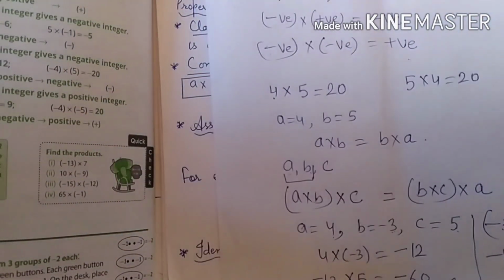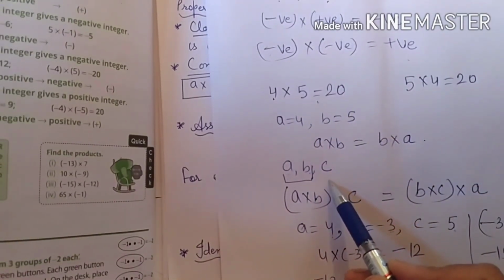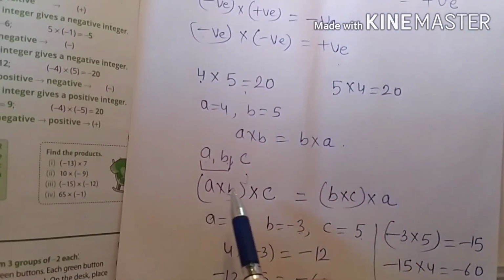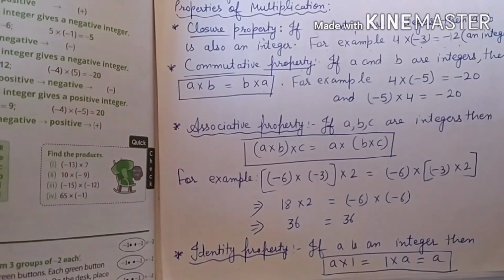But what is the difference between commutative and associative property? In commutative property we deal with only two numbers, and in associative property we deal with three numbers.